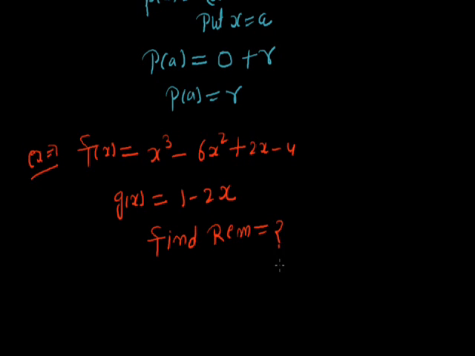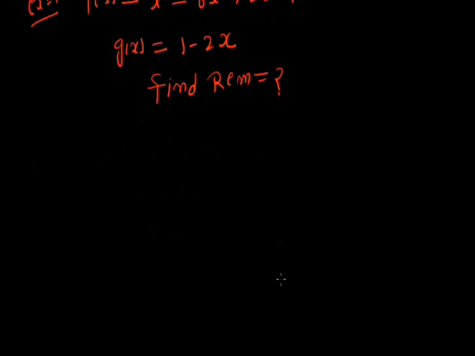Now how can we solve this question? Simply, this is a question of the remainder theorem, because here we can see we are given one polynomial and we are dividing this polynomial by another polynomial. So we have to use simply the remainder theorem. So we come to the solution of this question.